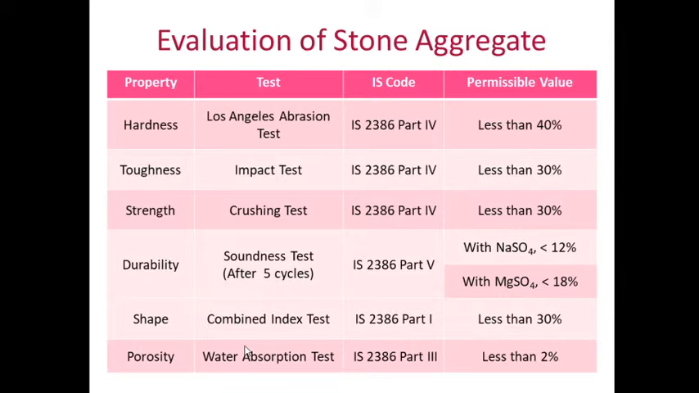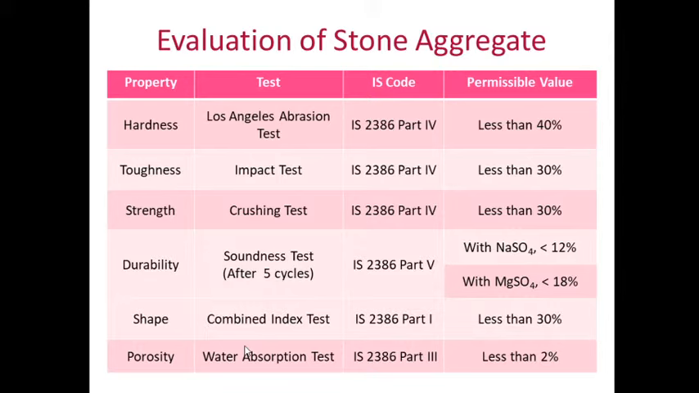Then strength. The strength is required if the vehicle is parking continuously on the road. The strength of the aggregate is reduced. The strength can be determined by conducting the crushing test as per IS 2386 part 4. The permissible value of the strength should be less than 30%. Then durability. Durability can be determined by conducting the soundness test. The loss of aggregate due to weathering action can be determined by conducting the soundness test.